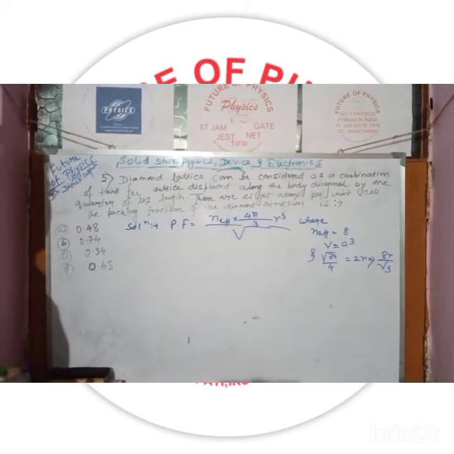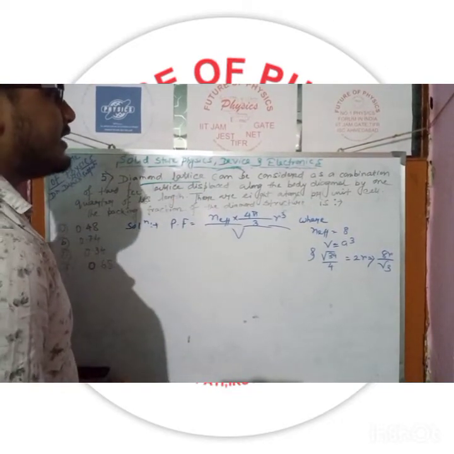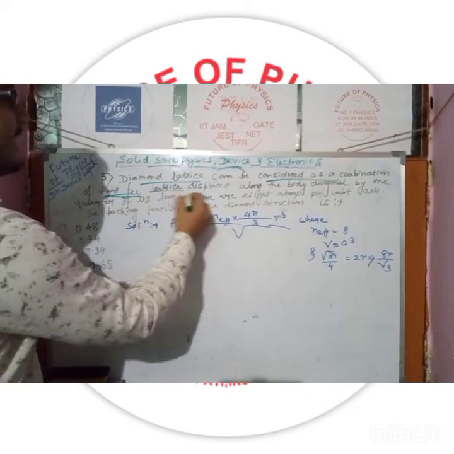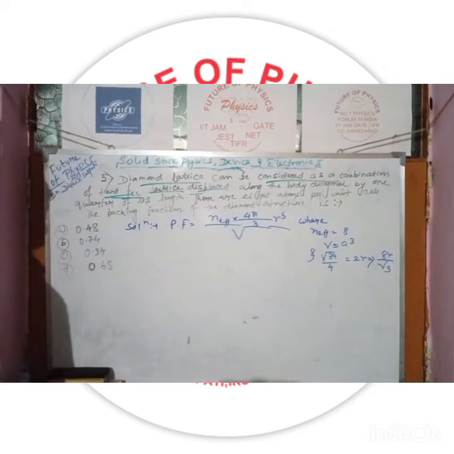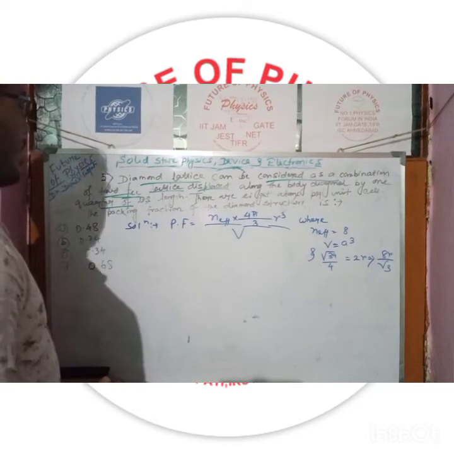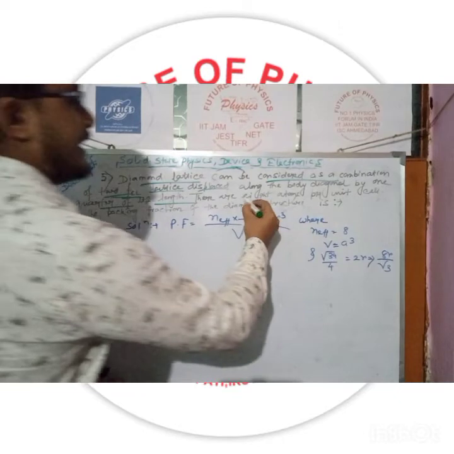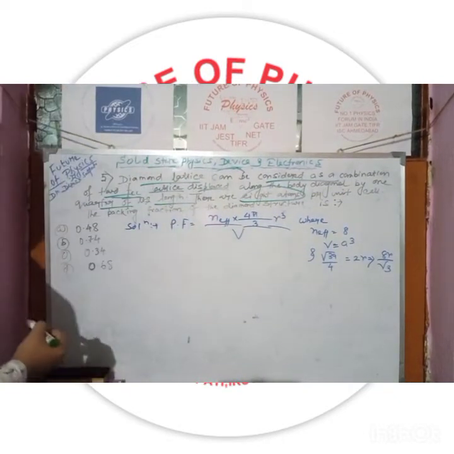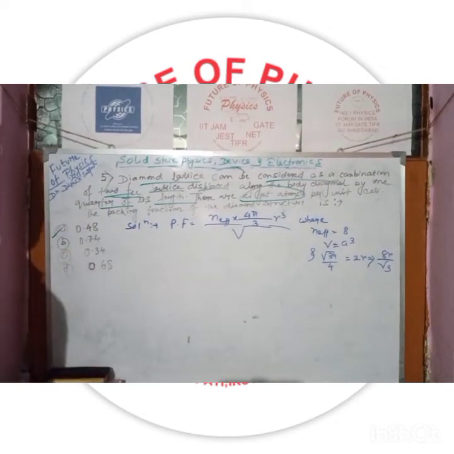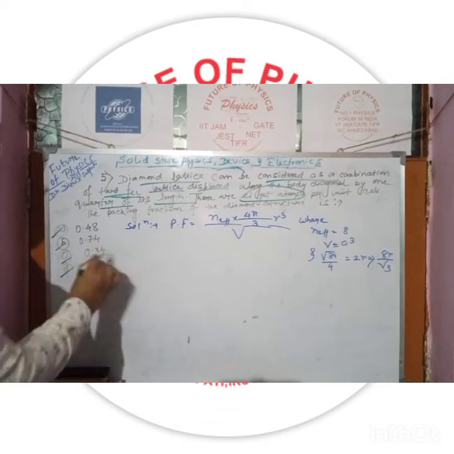Now question number 5. Diamond lattice can be considered as a combination of 2 FCC lattices displaced along the body diagonal by 1/4 of its length. There are 8 atoms per unit cell. The packing fraction of the diamond structure is option A 0.48, option B 0.74, option C 0.34, option D 0.68.